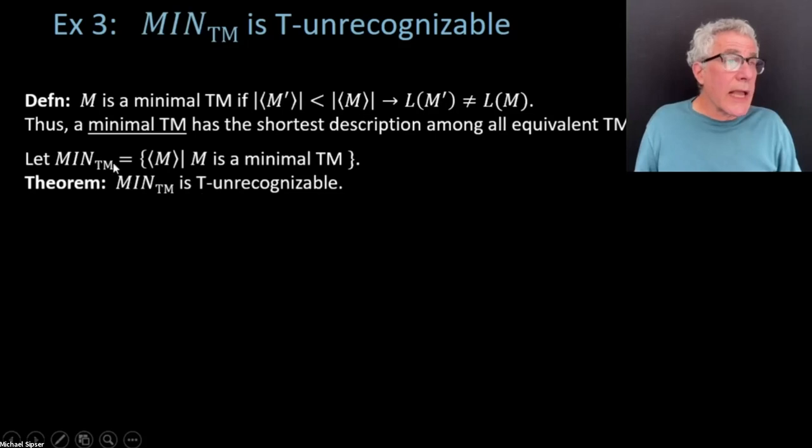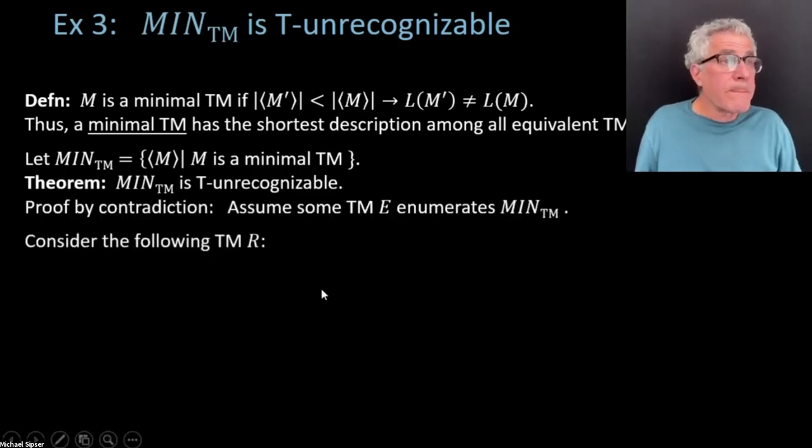Okay, so let's look at the collection of all descriptions of minimal Turing machines. And I'm going to prove that that language is unrecognizable. I'm going to do it using the recursion theorem. It's kind of a cool exercise, and you can actually use it to prove something more powerful, but let's focus on this theorem for now.